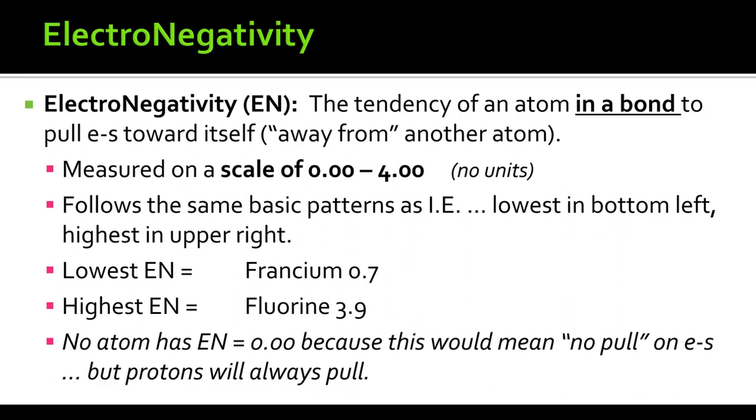Electronegativity, which is one big word, but we abbreviate it as EN typically, is defined here as the tendency of an atom in a bond to pull electrons toward itself or away from the other atom that it's bonding with.